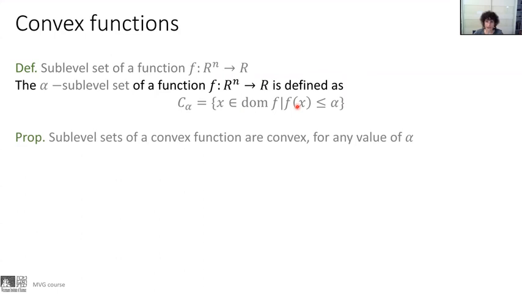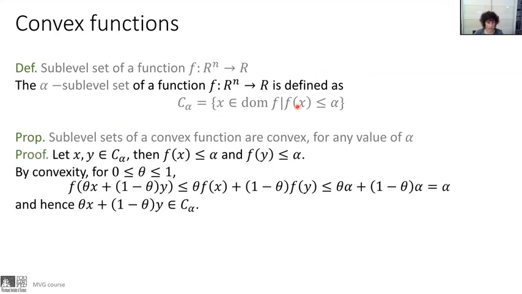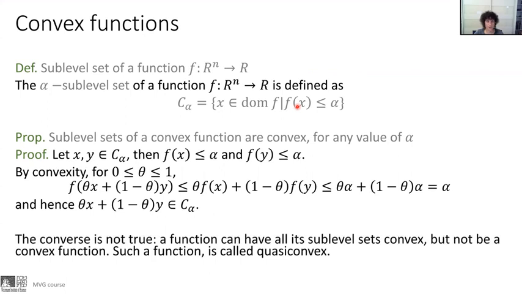Sub-level sets of convex functions are convex for any value of alpha, okay? This can be proved very easily in two lines. I'm not going to go over it. You will look later. However, the converse is not true. A function can have all its sub-level sets convex, but not be a convex function. And actually, this is a quasi-convex function: a function such that all its sub-level sets are convex, okay?